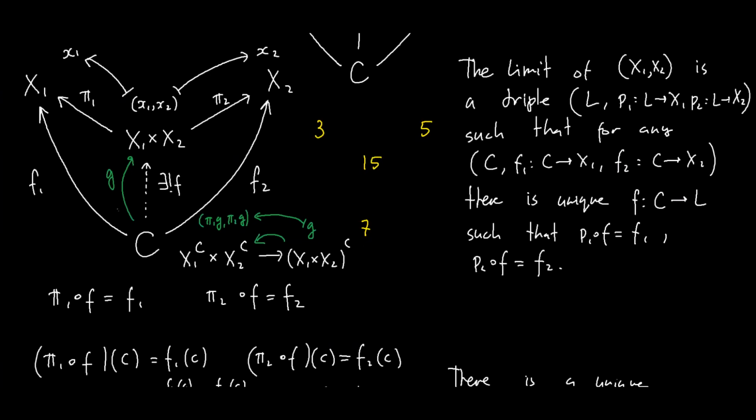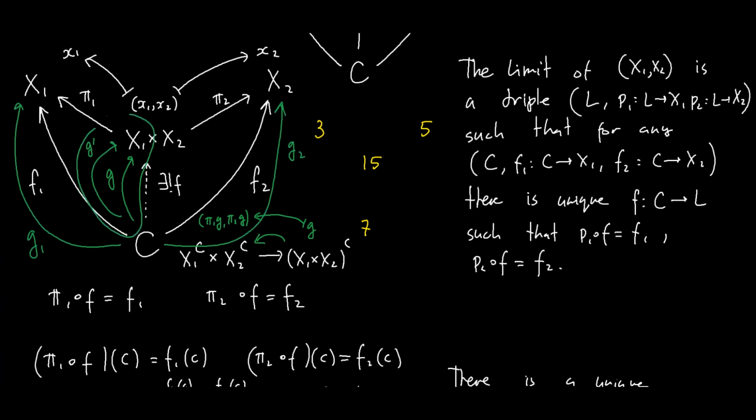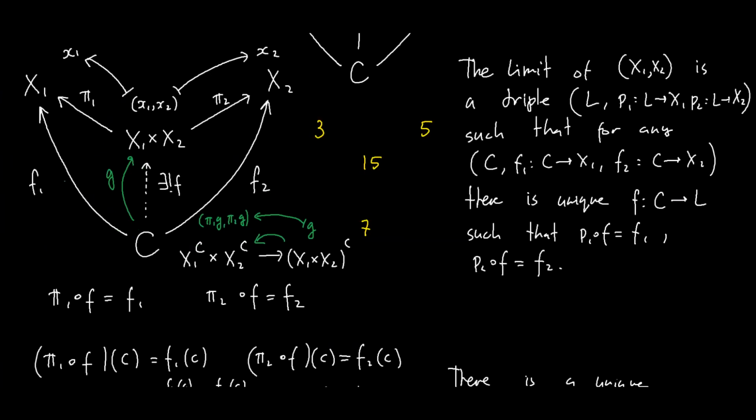Because if I had two different g's, let's say g and g prime, such that their composites with pi1, pi2 are the same, so on one side g1 and the other side g2, then remember, by the definition of the limit, there must be a unique middle thing here, and so g must be equal to g prime. So this function going backwards is injective.